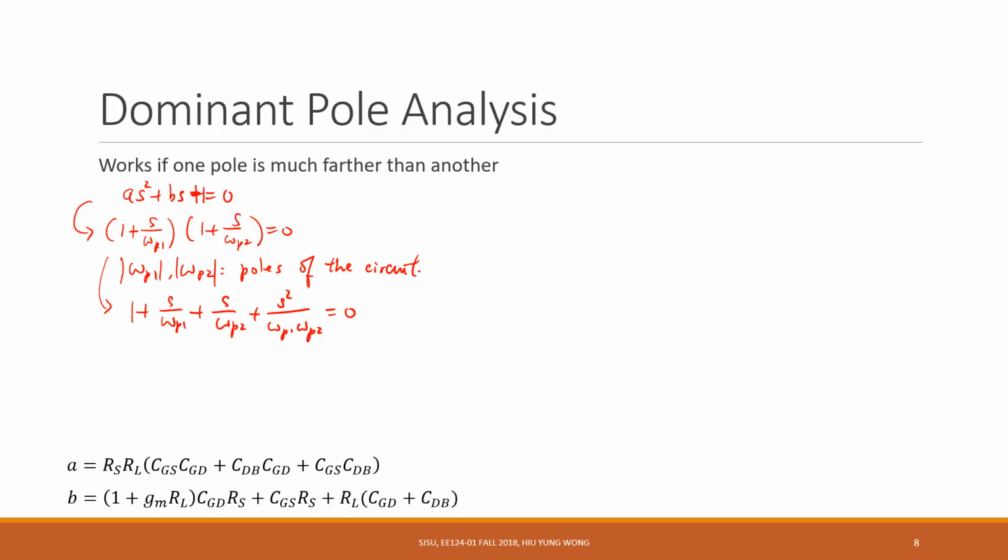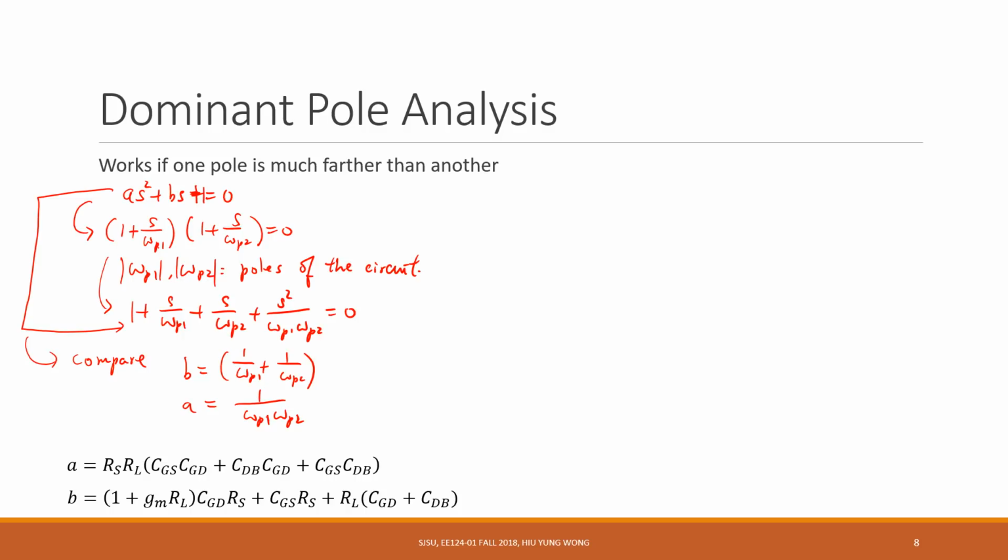And then you compare these two equations, this one and this one. Compare. What do you see? 1 equal to 1, of course, right? But what is B? B equal to 1 divided by omega p1 plus 1 divided by omega p2. And what is A? A equal to 1 divided by omega p1 omega p2. Right? I just compare the coefficients of s and s squared.